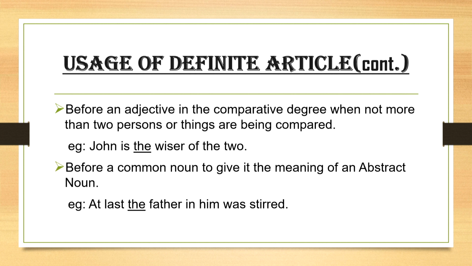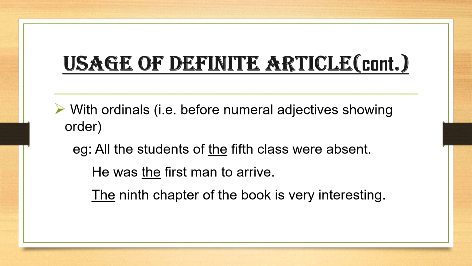Moving on. Before an adjective in the comparative degree when not more than two persons or things are being compared. For example, John is the wiser of the two. Another use, before a common noun to give it the meaning of an abstract noun. For example, at last the father in him was stirred. So, it means the fatherly love in him was stirred.